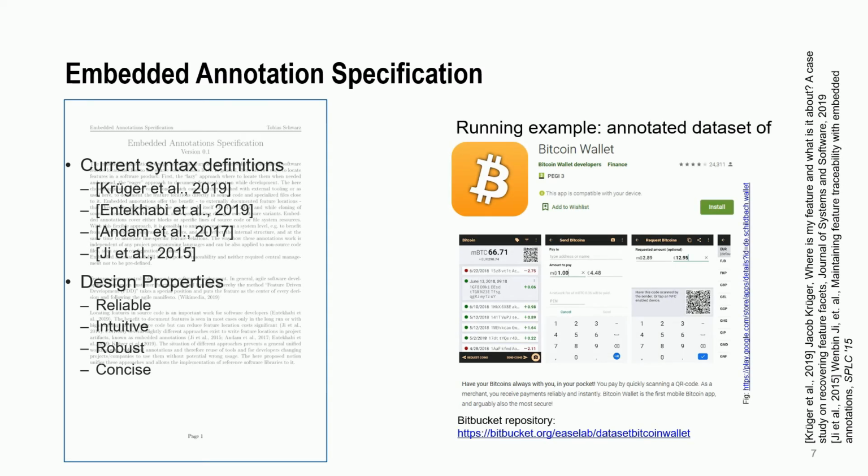The running example where I'm going to explain the embedded annotations is the Bitcoin wallet project, where we have, from a previous work, an annotated dataset of its source code. You can find the source code, besides others, in the research group's Bitbucket repository.